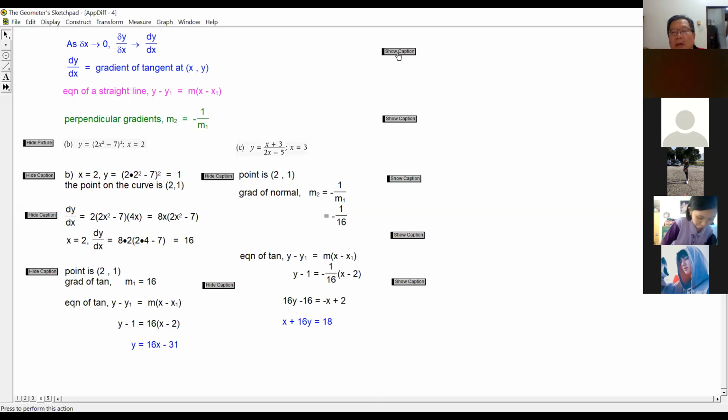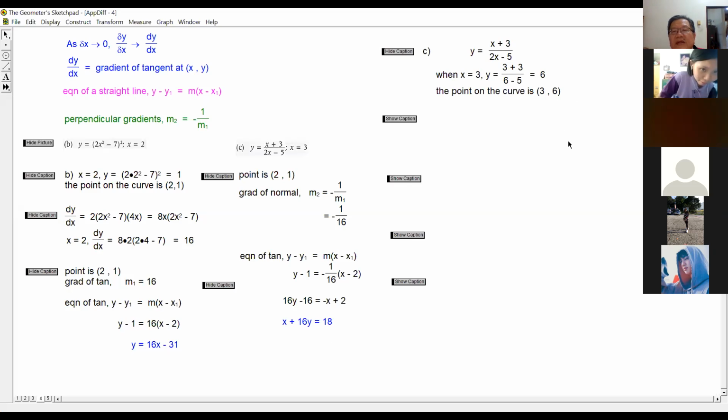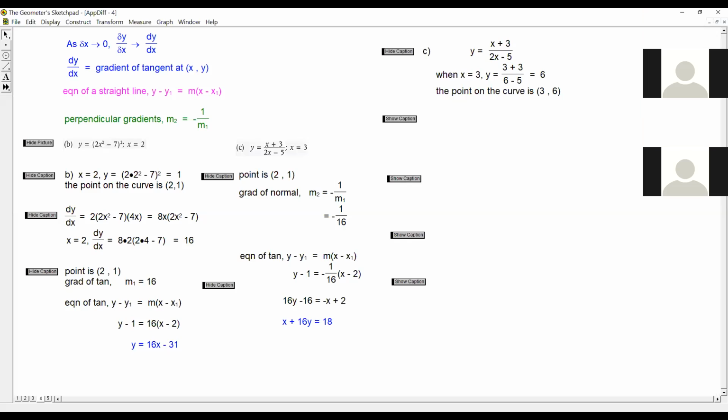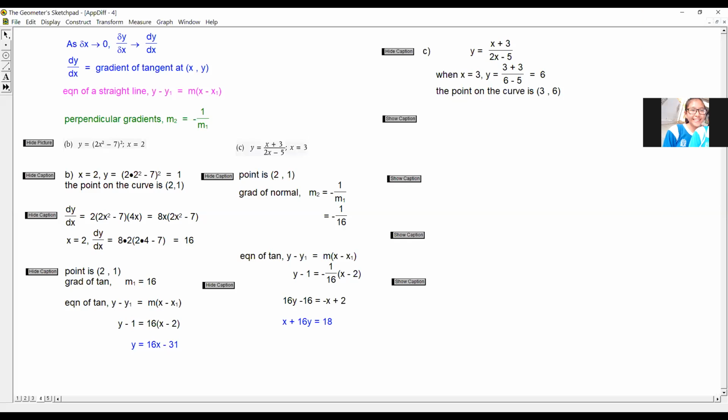Okay. So Liu Ying, you better see what's wrong with your point and your gradient, this part C. So far, I checked this one, your answer is different. Liu Ying, where are you? Let me see. Still here or not? Offline or online? Yes, still here. This one is Liu Ying.